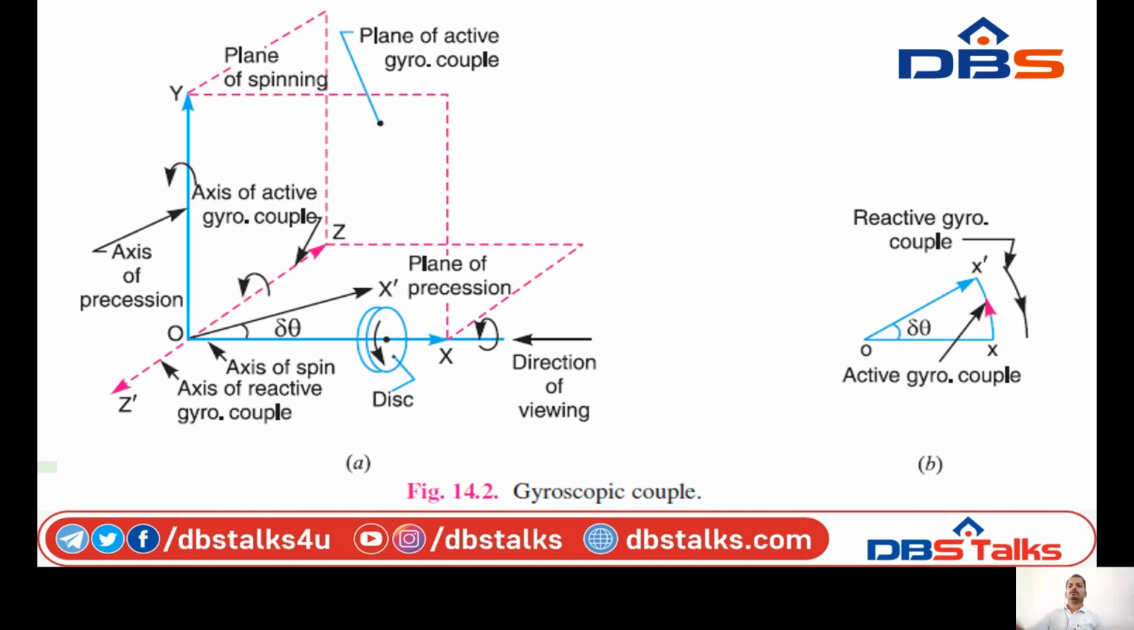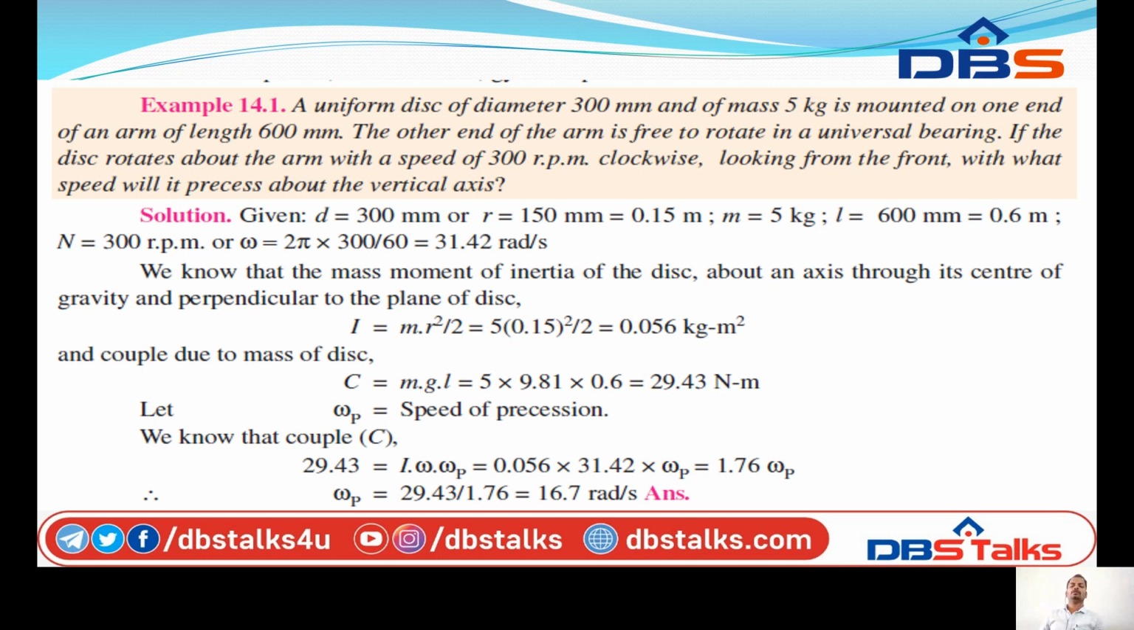Then, coming to a problem based on the formulae we have discussed. Consider a uniform disk of diameter 300 mm and mass 5 kg, mounted on one end of an arm of 600 mm, and the other end of the arm is free to rotate in a universal bearing. If the disk rotates at a speed of 300 rpm clockwise, looking from front.